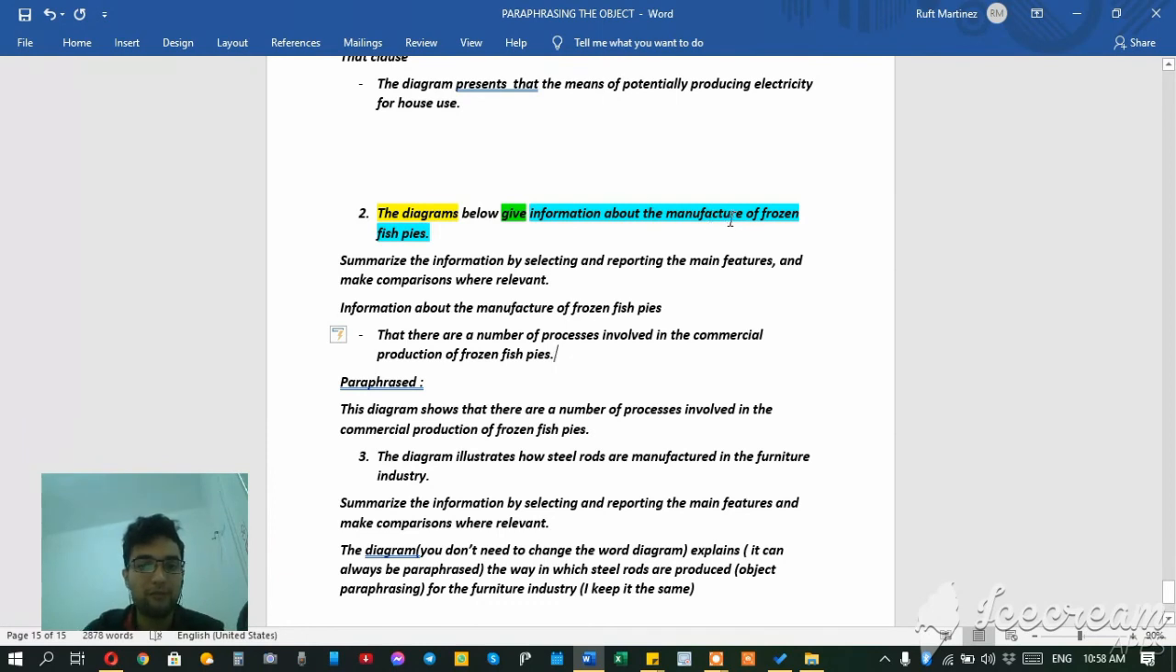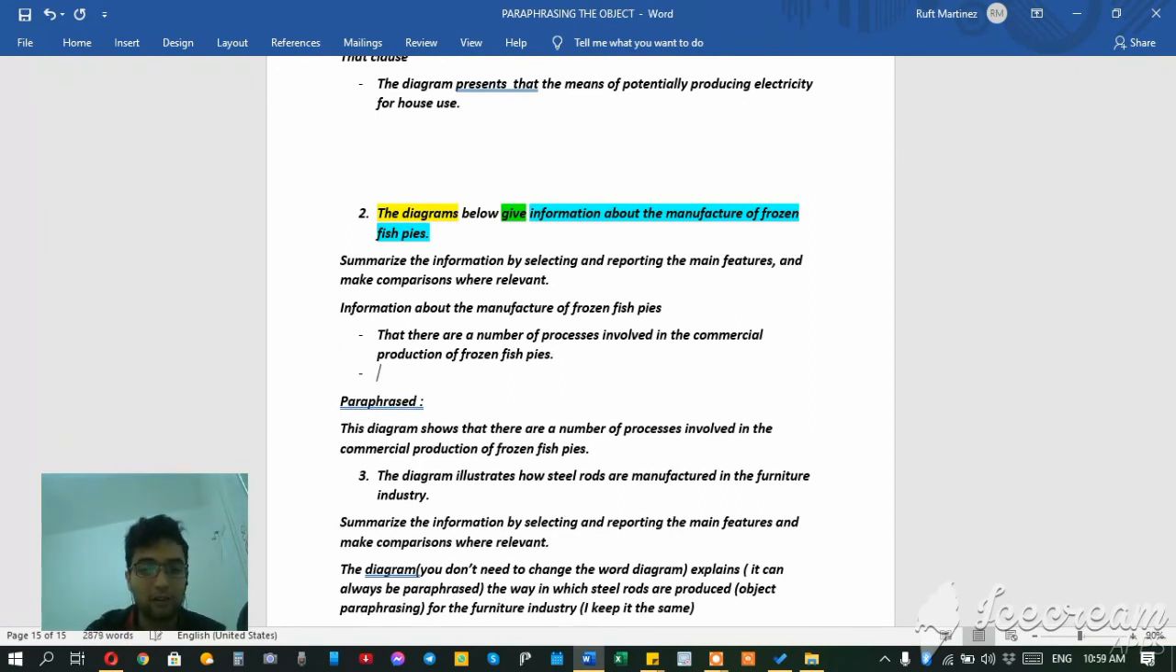Information about the manufacture of frozen fish pies. Commercial production of frozen fish pies. Manufacture means it's made for sale, right? That's why I chose to write commercial production. That there are a number of processes involved in the commercial production of frozen fish pies. This is the same as that.